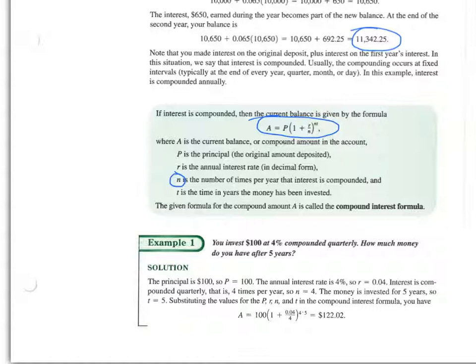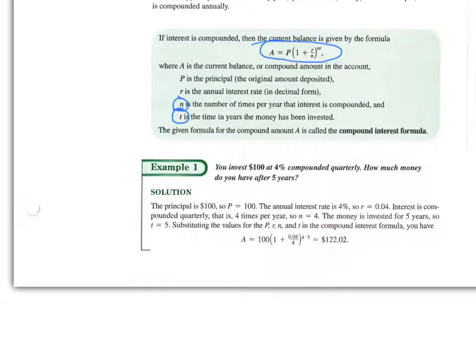For example, if it's just once a year, N would be 1. If it's monthly, N would be 12. We're even going to look at daily interest, where it would be 365. And T is always the number of years you're leaving it in the account. That's compound interest. So let's look at one.